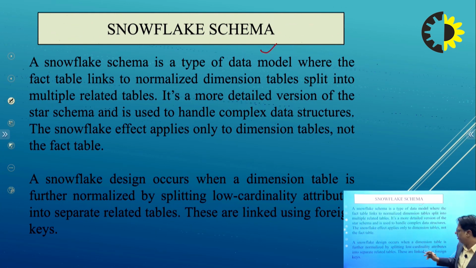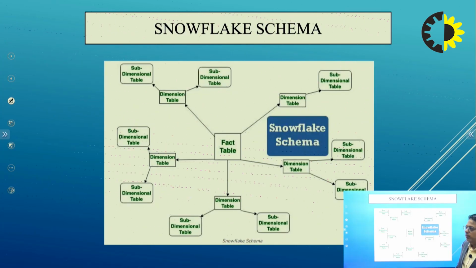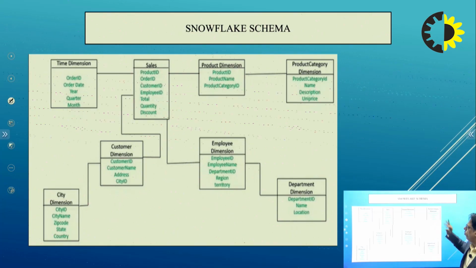A snowflake schema design occurs when a dimension table is further normalized by splitting low cardinality attributes into separate related tables. These are linked using foreign keys. Means one dimension table is connected with another dimension table using foreign keys. This is the basic architecture of the snowflake schemas.